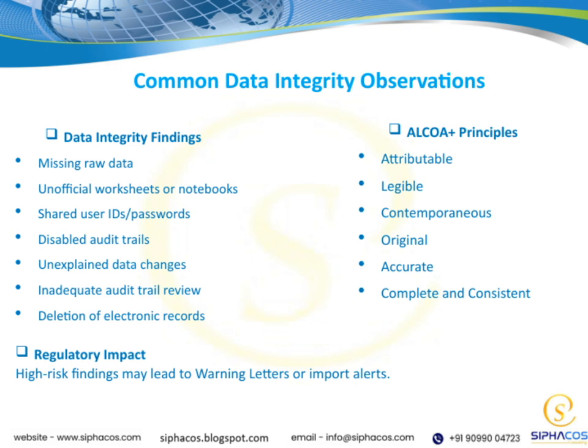Moving on to specific data integrity findings, common issues include missing raw data, which hampers the ability to verify results. Unofficial worksheets or notebooks often appear, raising questions about data authenticity. Shared user IDs or passwords can compromise accountability, making it unclear who made certain entries. Disabled audit trails are a serious concern because they eliminate the record of changes, and unexplained data changes undermine trust in the data. Inadequate review of audit trails means potential issues go unnoticed. Lastly, deleting electronic records without proper justification is a red flag that can indicate data manipulation or loss.